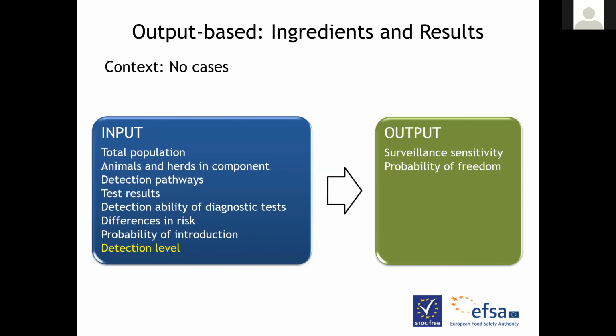And if we look at the ingredients or the input needed for this model, this list in the blue box is what we would usually include in a scenario tree model. We would always need to include information about number of test results, of course. But there's also one thing that you don't have to specify in the stock-free model, but you must specify it in a scenario tree model, or it will not run. And that's the detection level, or what we usually call the design prevalence.